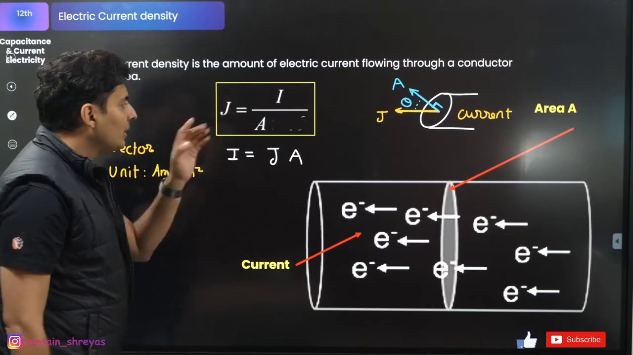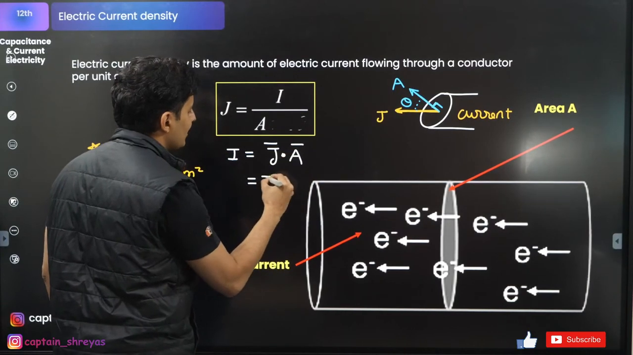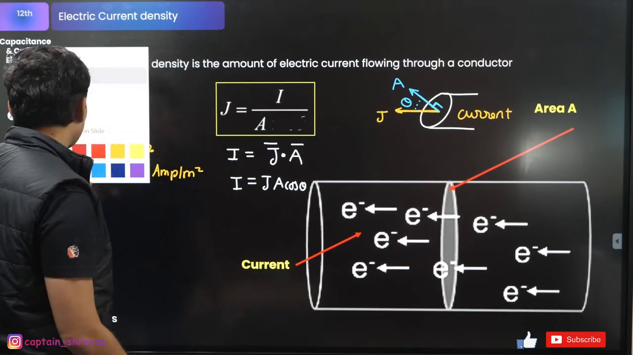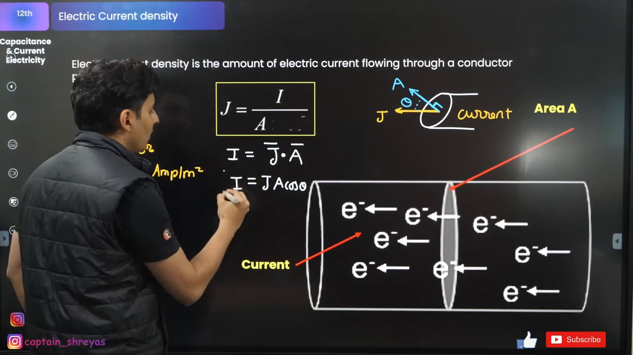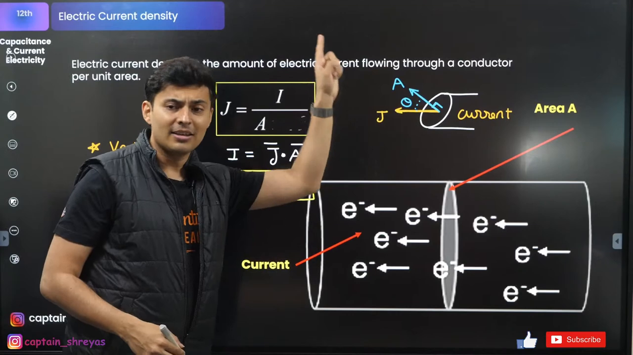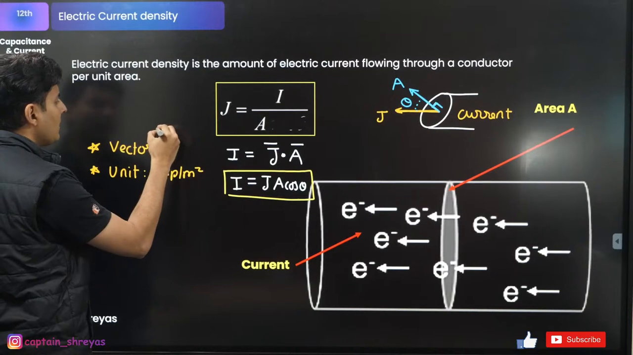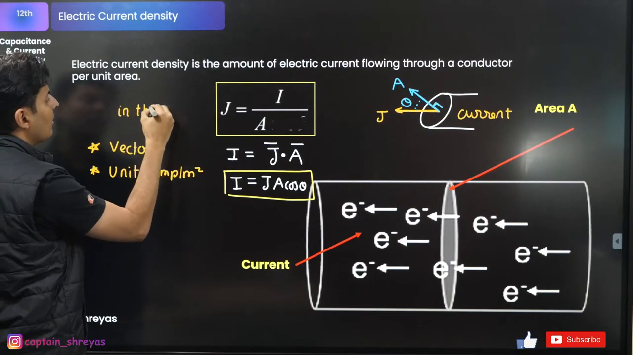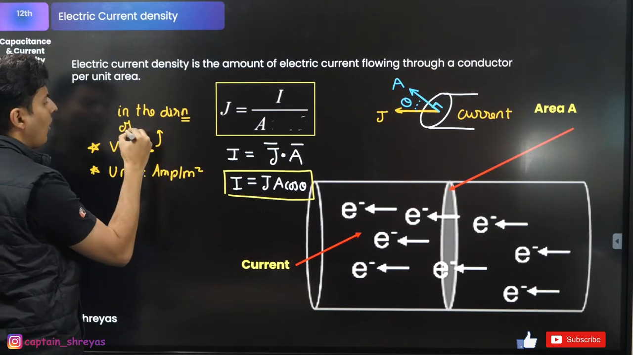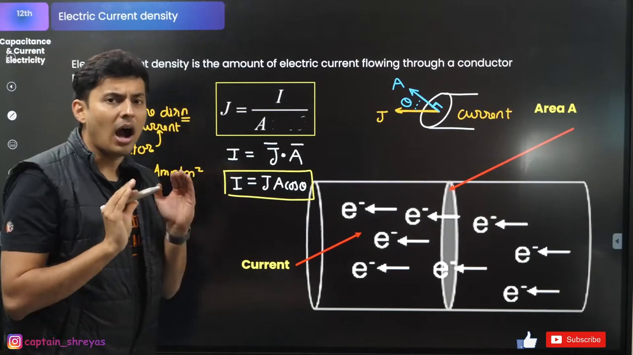Therefore, I need to use nothing but the dot product. J vector dot A vector, which is J A cos theta. So now you know what that theta in the formula is. A lot of people do not know what the theta stands for. It is basically the angle between the current density vector and the area vector. Got it? Always keep this in mind. The current density vector is always in the direction of the flow of the current. That's the direction of current density in case they ask you about it.